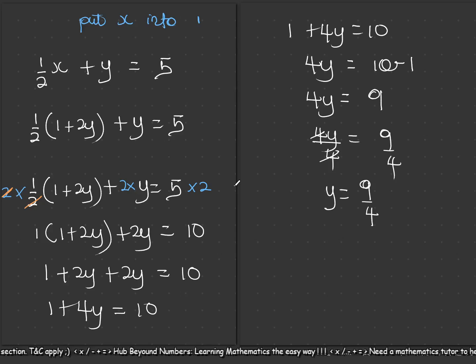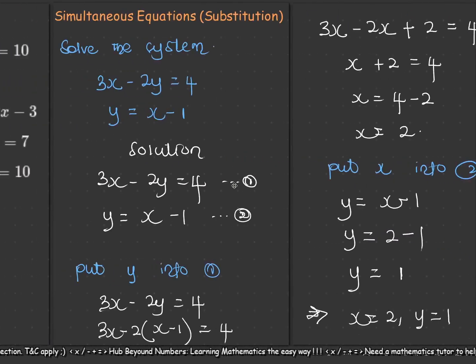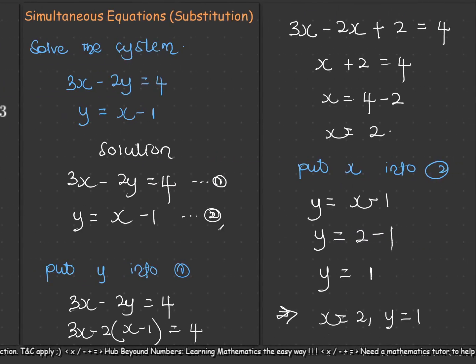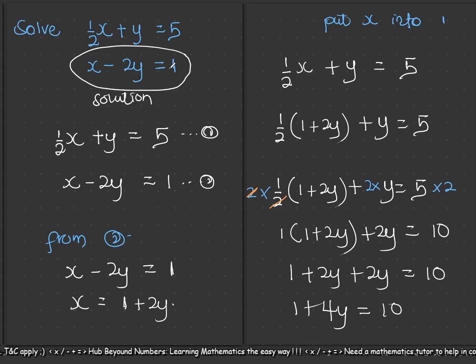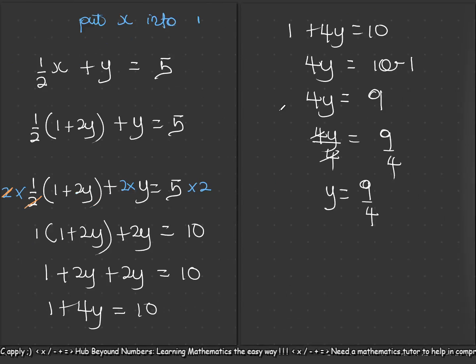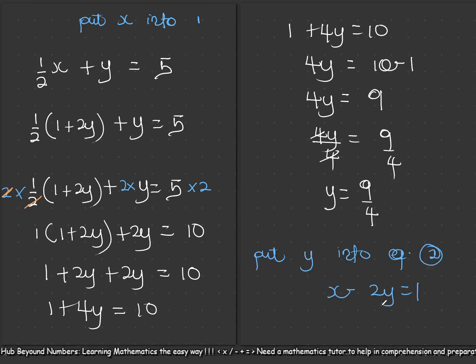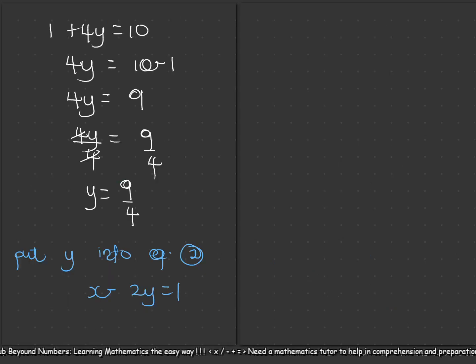So now that we have y, what you do is you put your y into any of the equations. Now let's go to the equations and then see. So we had what? This over here. And I think this is much simpler for us to work with: x minus 2y equals 1. Hence, let's put y into equation 1. That was equation 2 right now. So let's put y into equation 2.